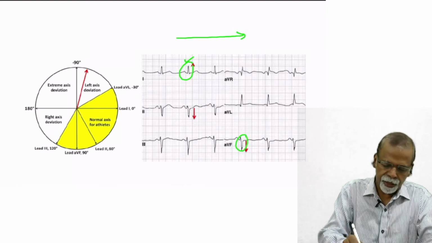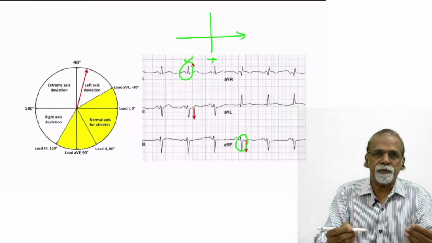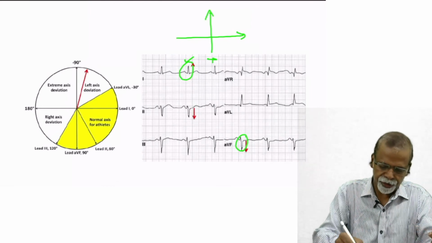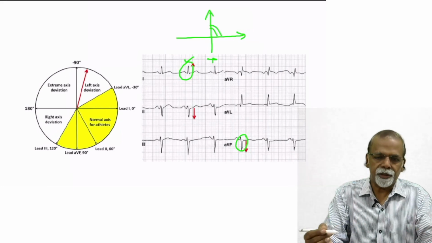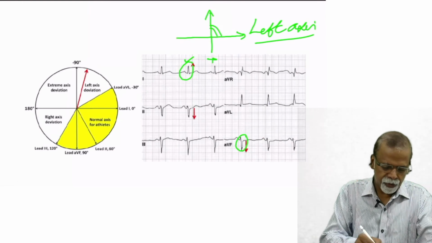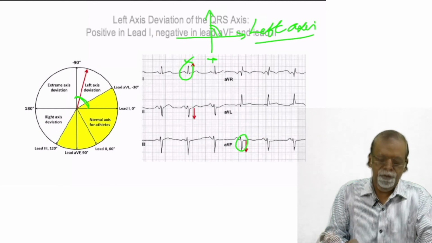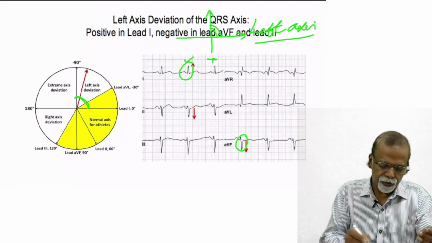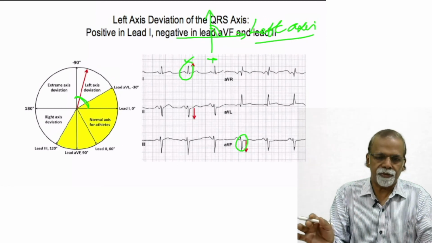So what does it indicate? The current is going away from the positive pole of the AVF, so the current is going in this direction. So what is the quadrant? This is the right upper quadrant. So this is an example of left axis deviation. Is it clear? You can see this comes in this quadrant, so it is a left axis deviation. Why are we telling it is left axis? Because it is positive in lead 1 and negative in AVF.